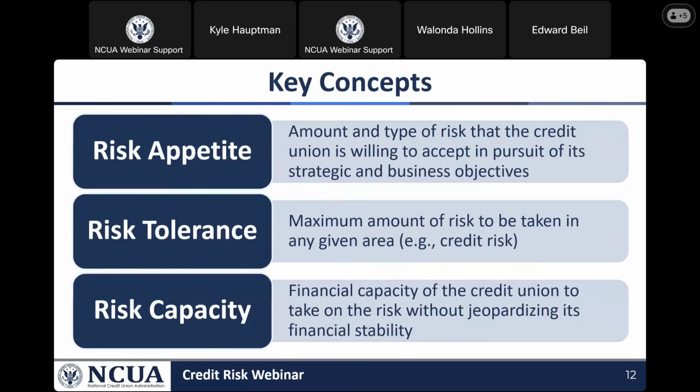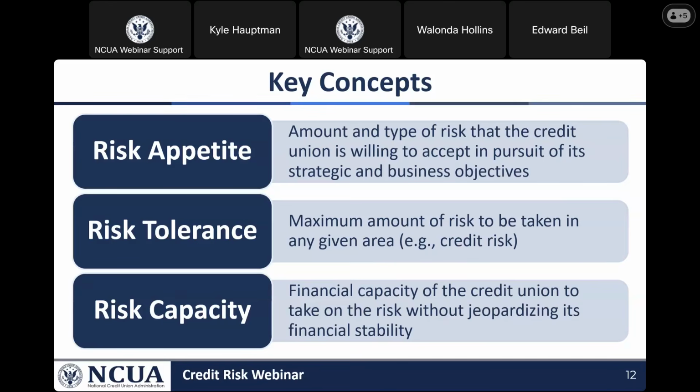Before diving into the different risk management approaches, it's important to start with a few key concepts, specifically risk appetite, risk tolerance, and risk capacity. Risk appetite generally refers to the amount and type of risk that the board of the credit union is willing to accept in pursuit of its strategic and business objectives. The risk appetite can be formal or informal, depending on the level of sophistication of the credit union. However, in all cases, the risk appetite is expected to be well understood and guide the risk-taking activities of the credit union. Additionally, the risk appetite of the credit union can never exceed the credit union's risk capacity.